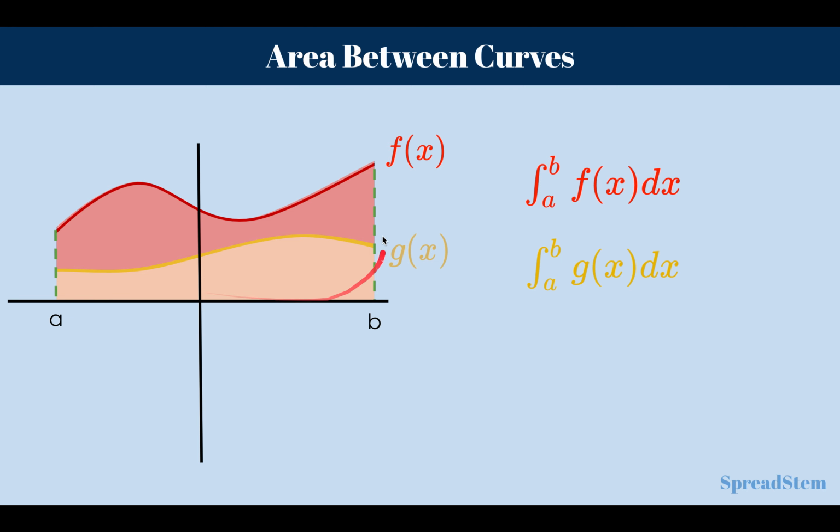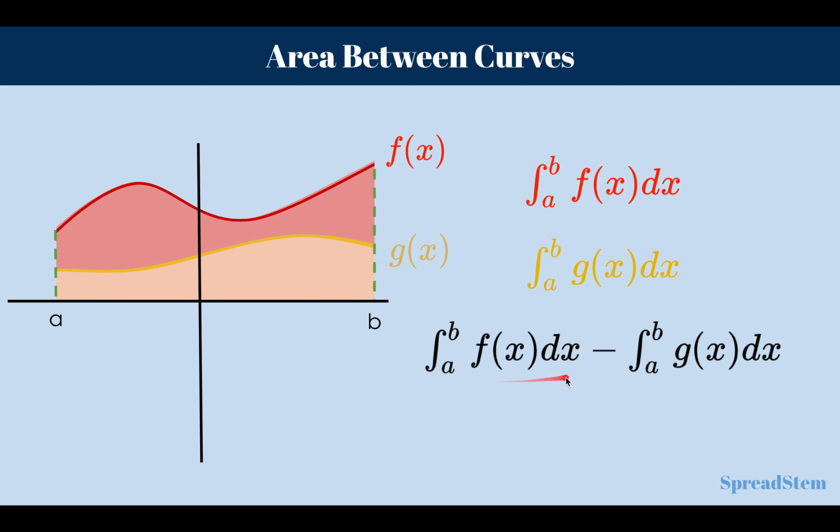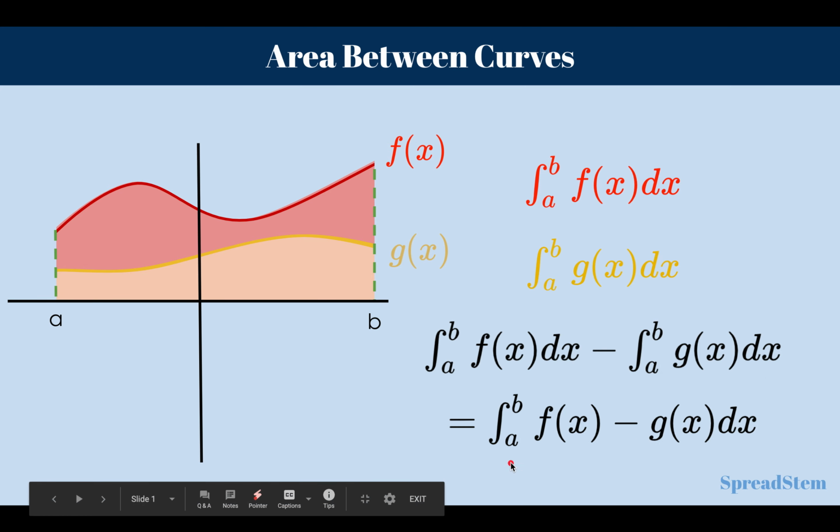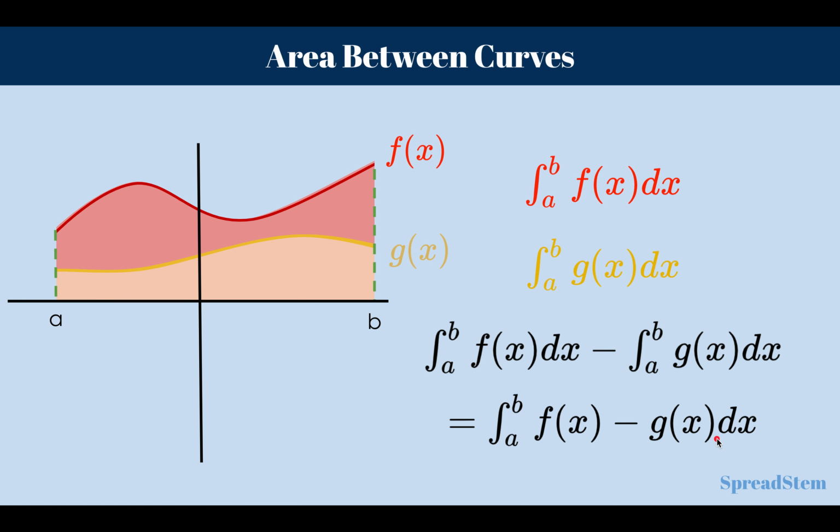Now looking at the graph, you can see that the area that we want, the area between these two curves, is simply the area under f of x minus the area under g of x. So in this picture, it's the pure red part. So we can just write this as a subtraction statement. We want the integral of f of x from a to b minus the integral of g of x from a to b. And we can consolidate this into one statement, one integral, by writing the integral from a to b of f of x minus g of x dx. And this is the general way that we find the area between curves.